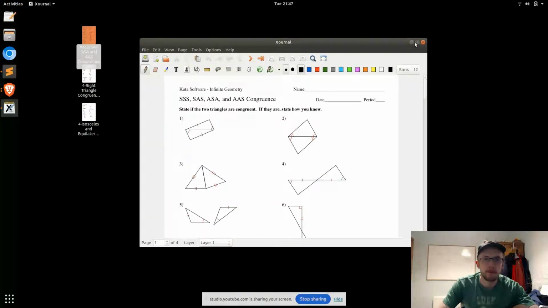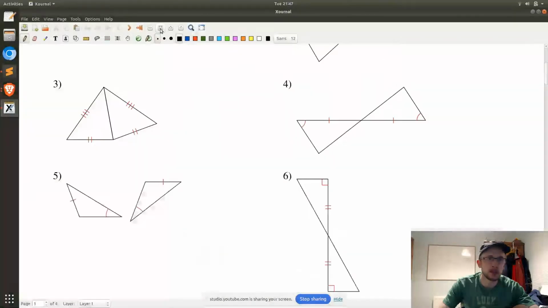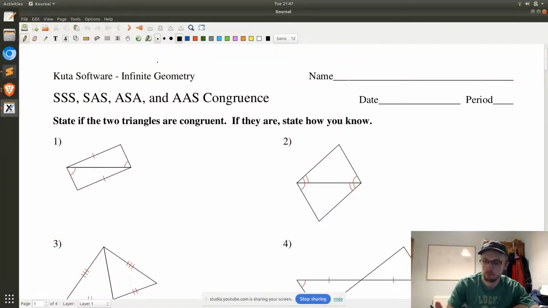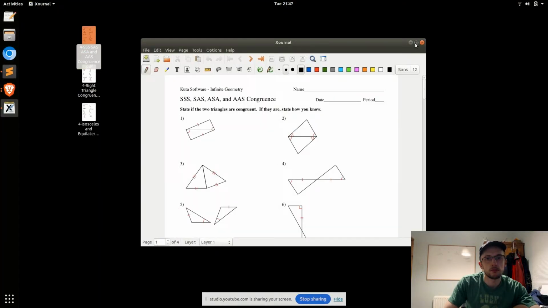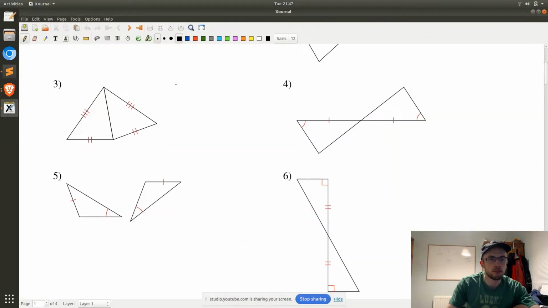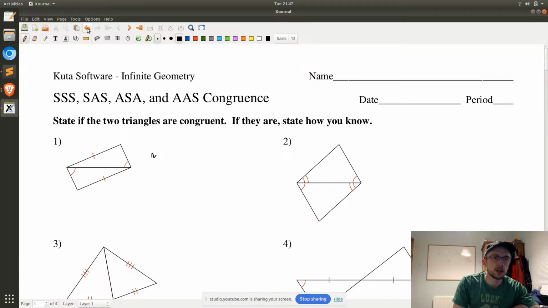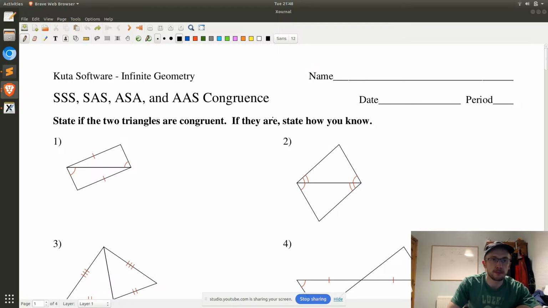Starting out with a combination of all the congruence theorems for triangles. We must state if the two triangles are congruent, and if they are, I must state how I know. And there are 18 such questions. 18 questions. And so I'll get started now.